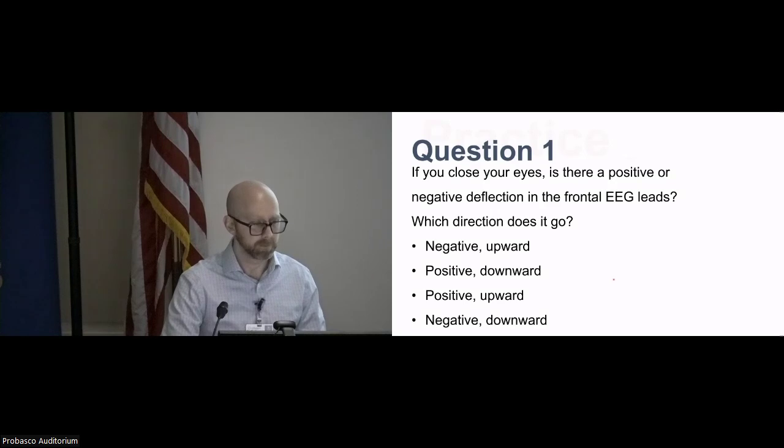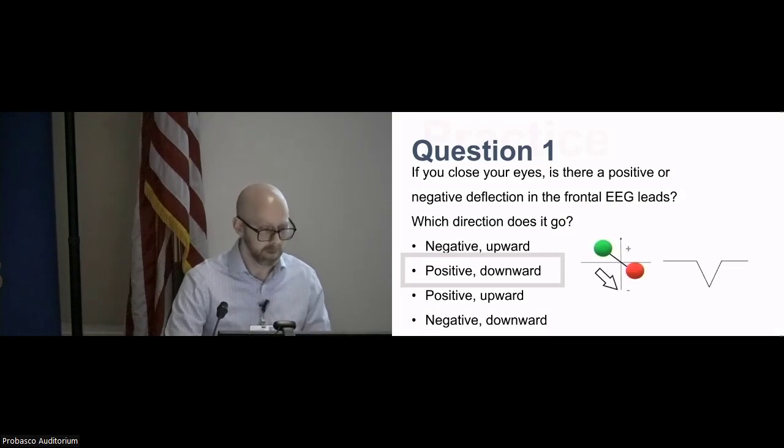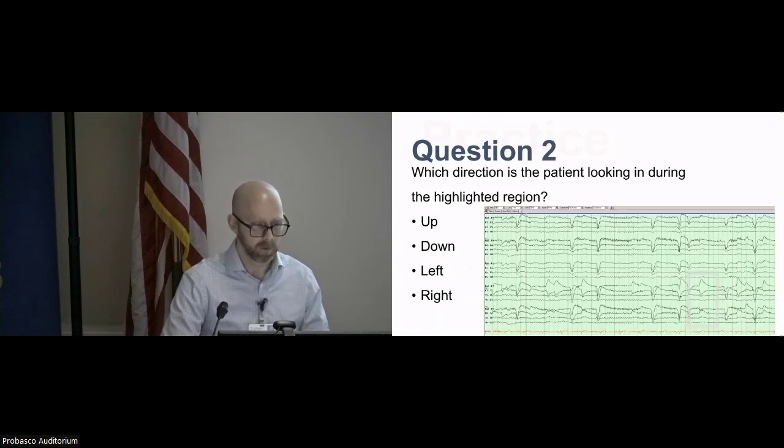All right. So if you close your eyes, is there a positive or negative deflection in the frontal EEG leads? Which direction does it go? Remember, the cornea is more positive. That would be the first electrode. So anyone venture to guess? So positive deflection, downward. Let's see, there we go. This one's working. Remember that? Down.